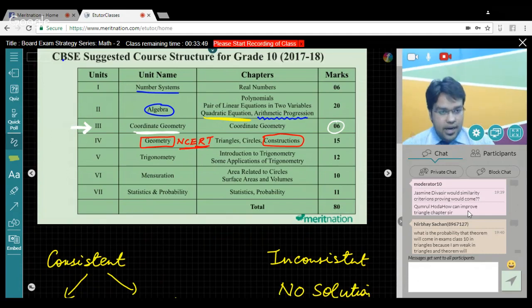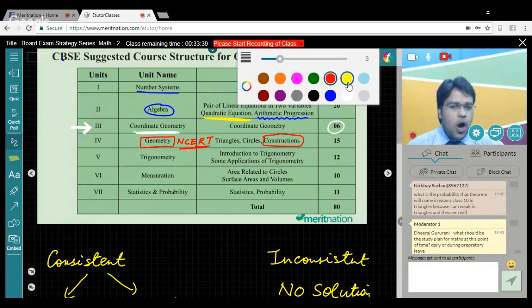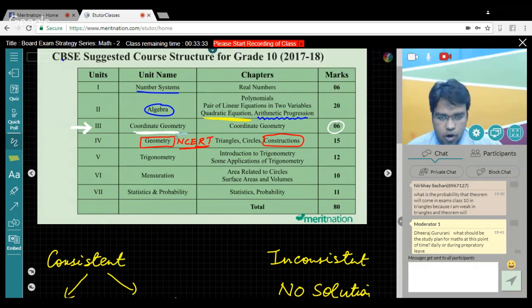How can we improve the triangles chapter? Kumrul, I've already stated this. I've already written this. Please go through the NCERT for the triangles chapter. Just the NCERT. Please make sure you are aware of every question in and out, and you know how to solve it. You will for sure be confident in triangles after that.